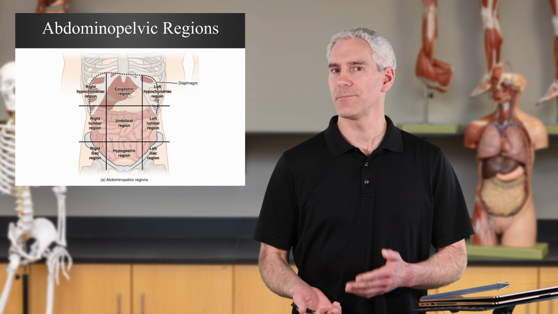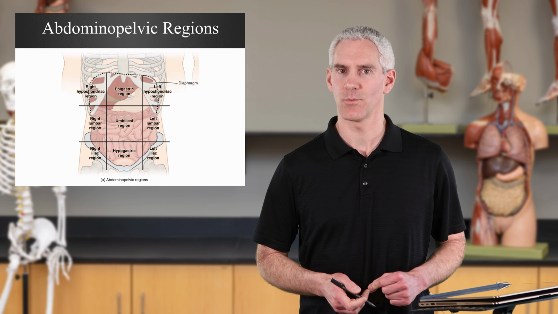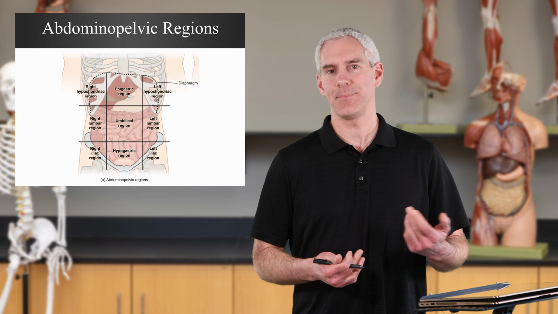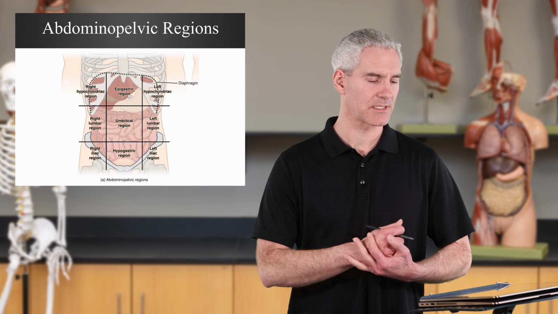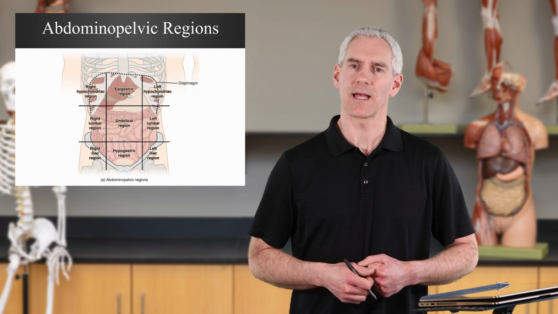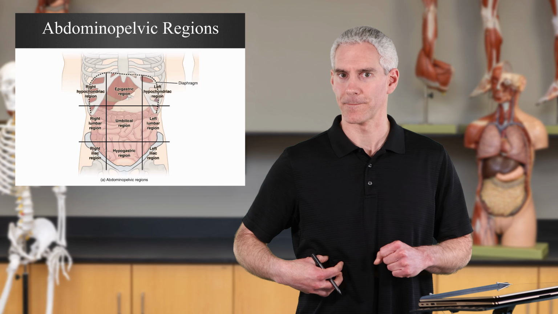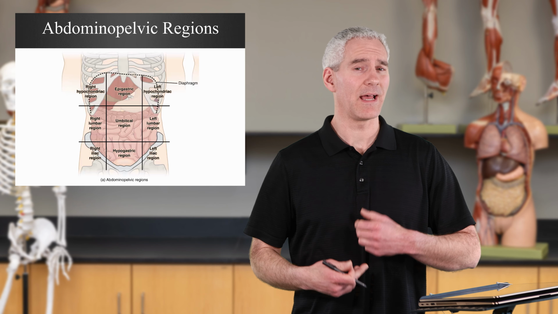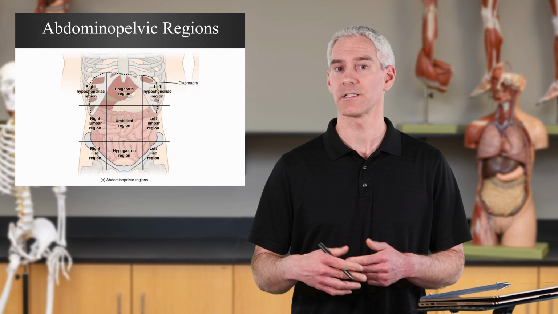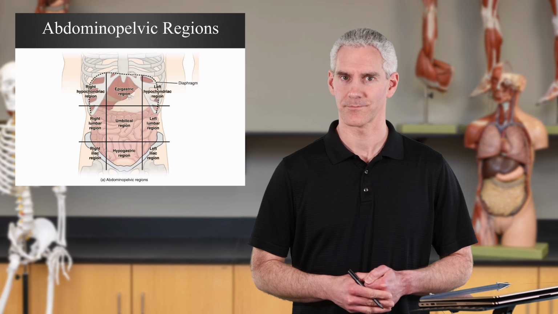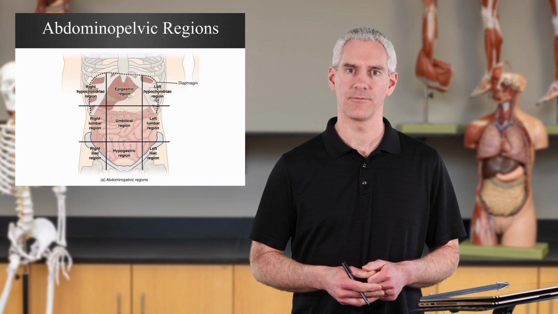Besides the names, make sure you know at least one organ in each one of them. If you're looking at the epigastric region, you see the liver's there, the stomach's there. If you're looking at the left hypochondriac region, you've got stomach. Right hypochondriac, liver. The other ones, a lot of them have intestines, so take a look and see what you have there. Small versus large intestines. So the 9 abdominopelvic regions.